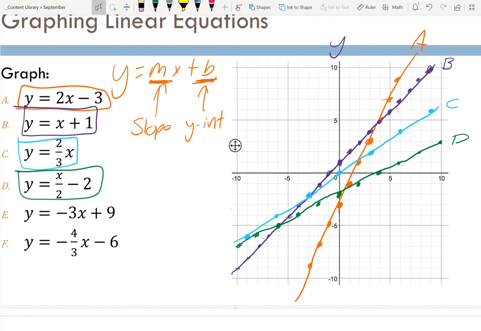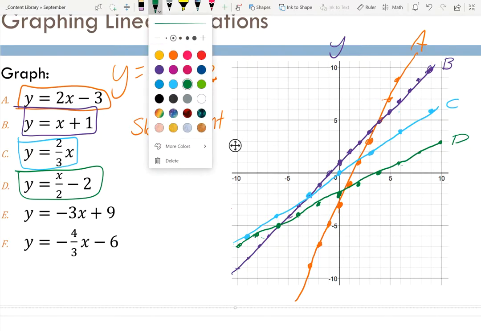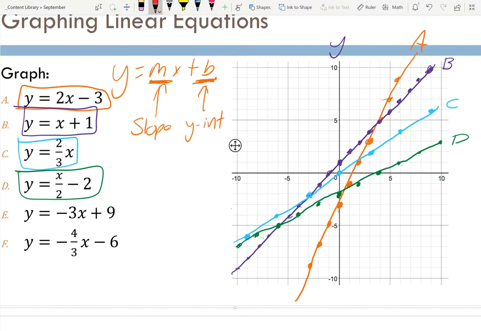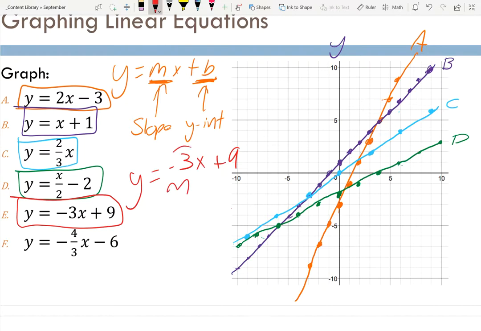Let's do one in red. Haven't done one in red yet. Okay, we did one in orange, but not red. Here we go. So we have y equals -3x plus 9. So there's my m is negative 3, and there's my b is 9. So I know my first point is going to be at 9. But now what about my slope?